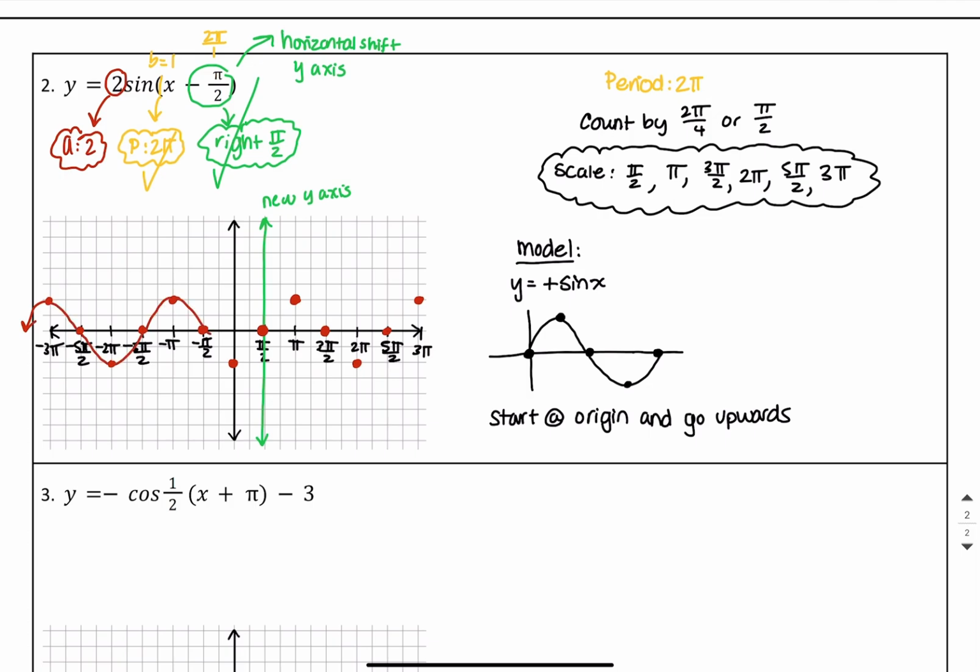Make sure you're not doing lines. They should be curves. It should look like a wave, not Charlie Brown's shirt.